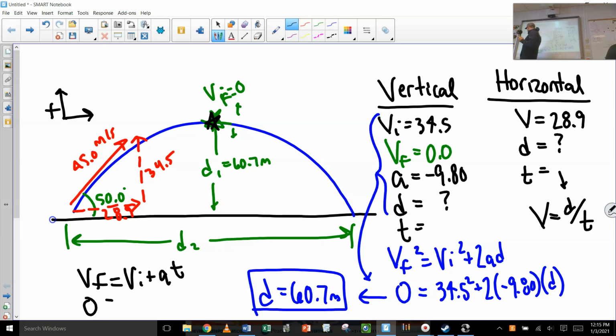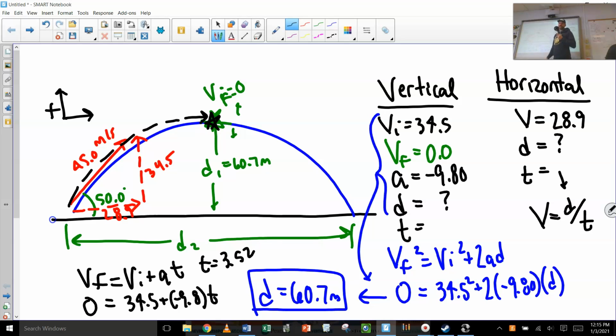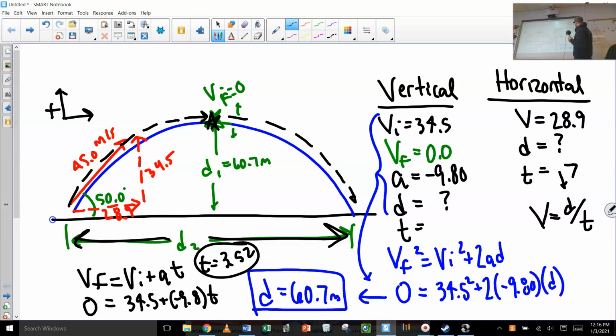So my final velocity is 0. My initial velocity is 34.5. The acceleration is negative 9.8 times my time. And when I solve this for time, it ends up being 3.52 seconds. Now remember, that's 3.52 seconds to that special spot up there. So the whole time, if you want to find the whole distance, then you have to use the whole time it takes to get there. And that whole time is you double this number right there. So you multiply that by 2 and you get 7.04.